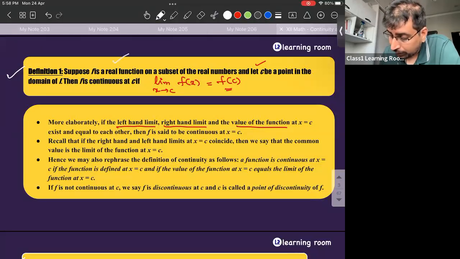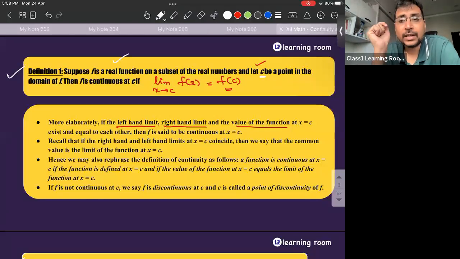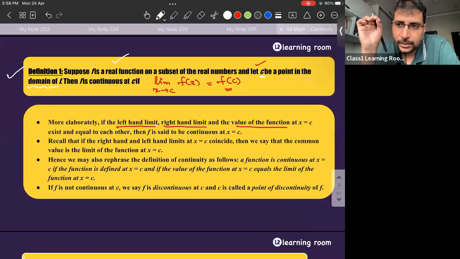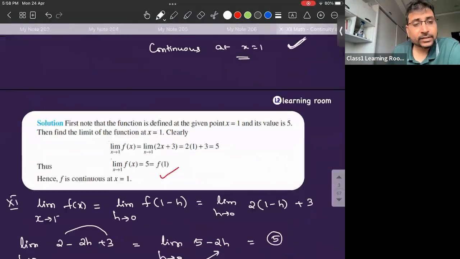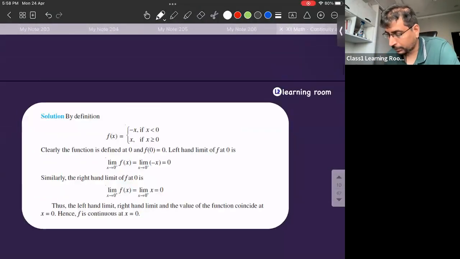See, if f is a real valued function on a subset of real numbers, and where are we, what point are we considering c to be? c is a point in the domain of f. Meaning it will definitely be a point in that function. It will be a point which is defining the function at that value. Hence, there is a possibility where you will get a value which is not existing also. We'll see some problems based on that.